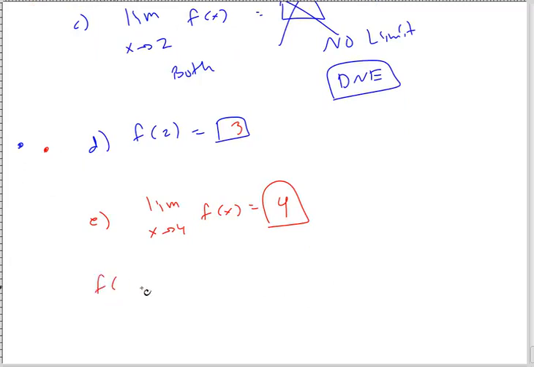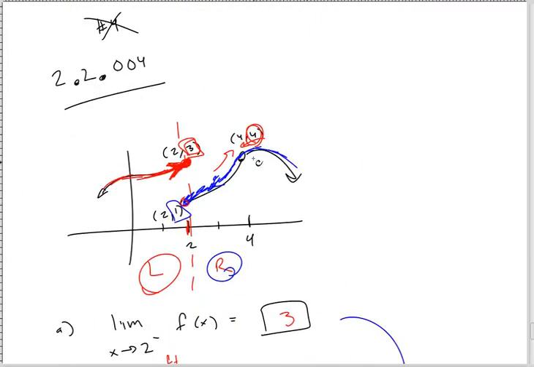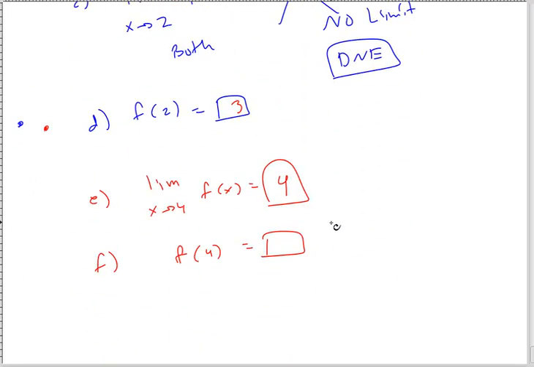And then finally it says, hey, what's part F? It says, hey, what is f of 4? So what's the actual height at 4? Well, this was an open circle. Do you see any solids anywhere? Exactly. So there is no solids. Therefore, there is no defined value here. So your answer is DNE. In the box, you actually type DNE, you hit enter, and you get it right. That's how it works.